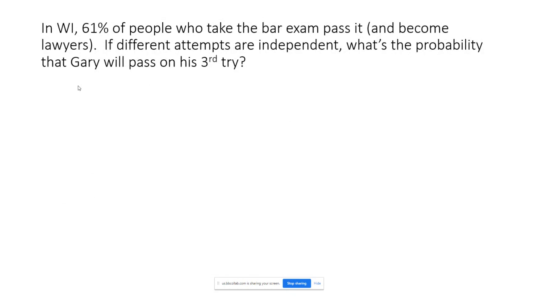So, for example, in Wisconsin, 61% of people who take the bar exam pass it and become lawyers. If different attempts are independent, what's the probability that Gary, that's my dad's name, he's a lawyer, will pass on his third try?